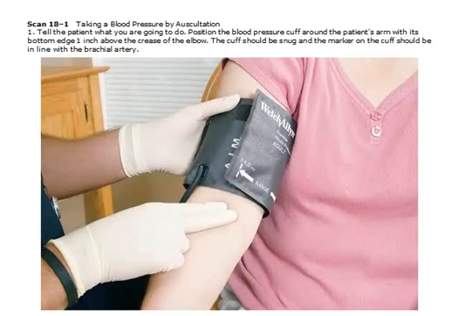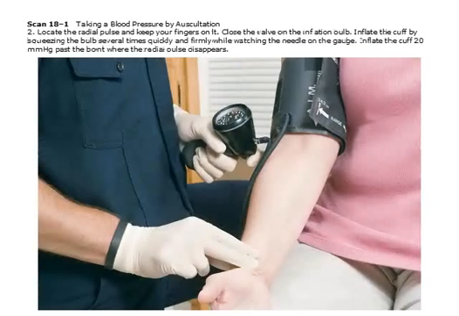So it's going to walk us through the process of taking a blood pressure by auscultation. So tell them what we're doing. Position the blood pressure cuff around the patient's arm, the bottom edge about 1 inch above the crease of the elbow. The cuff should be snug and the marker on the cuff in line with the brachial artery. Locate the radial pulse with your fingers, and then keep your fingers on it. Close the valve of the inflation bulb and inflate the cuff by squeezing the bulb several times while firmly watching the needle on the gauge, and inflate the cuff 20 millimeters of mercury beyond the point at which the radial pulse disappears.